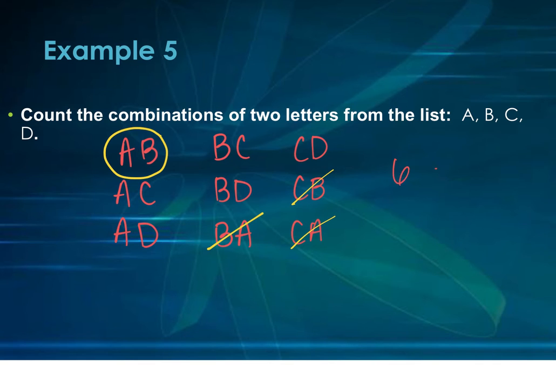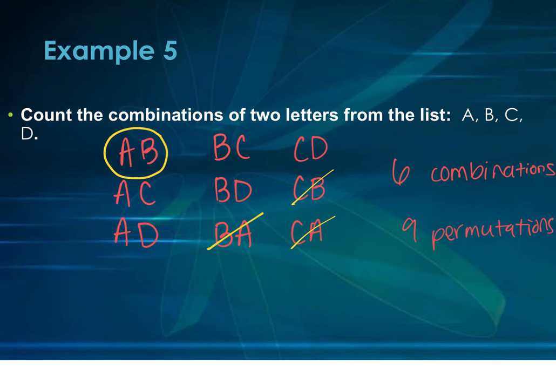Do you see how there's 6 combinations? How many permutations were there, though? 9. There's 9, okay? Wait, how are there 6 combinations?